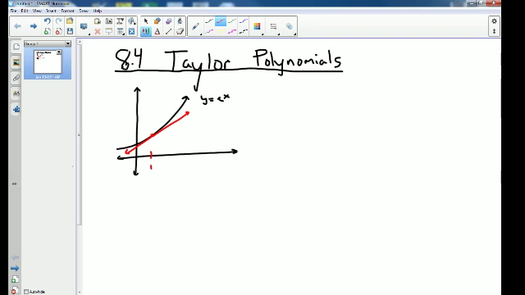Calculate the equation of that tangent. What do you need to do? We need y at 1, right? Which is e to the first. And we need y prime at 1, which is also e to the first, correct? So what you end up with is y minus e equals e times x minus 1, correct? And if I move the e, I have a first degree Taylor polynomial.